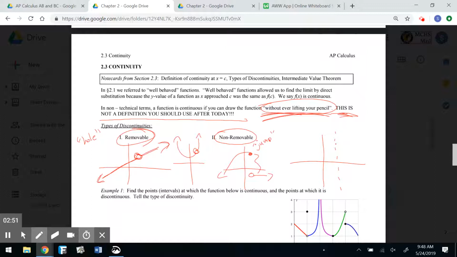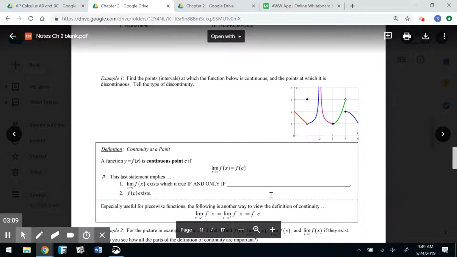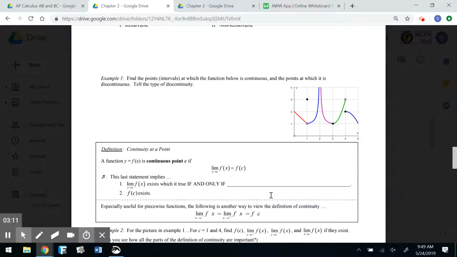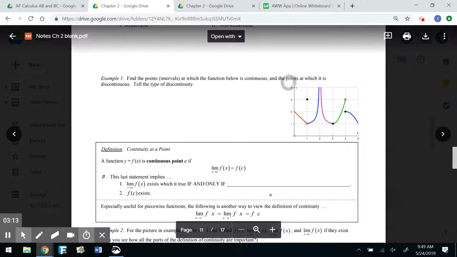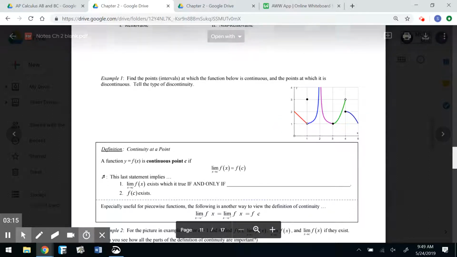Our next one is, sometimes we deal with vertical asymptotes. When we deal with vertical asymptotes, we say infinite discontinuities. And an infinite discontinuity would go in that non-removable case. To get further understanding of what's going on here in terms of continuity and discontinuities, let's look at this nice little picture over here.